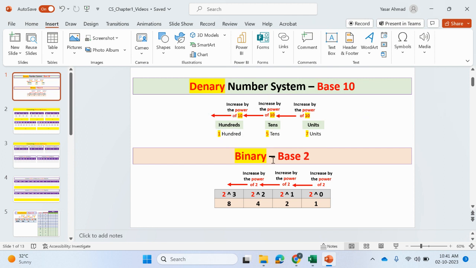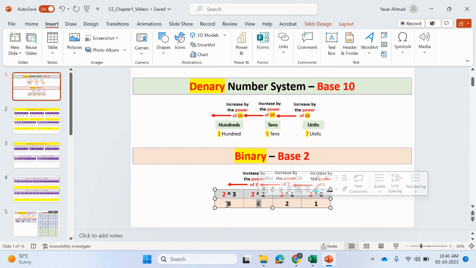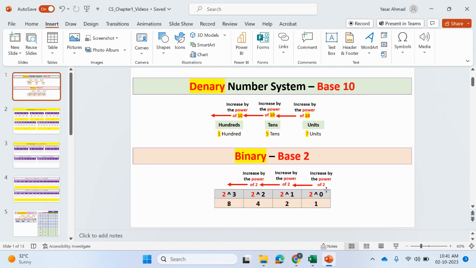Right, so let's have a look at binary. Binary is base 2 and is made up of only zeros or ones. Each value in a binary register increases by the power of 2. You can see we start off with 1, and then it goes to 2, and then 4, and then 8, basically doubling in value.